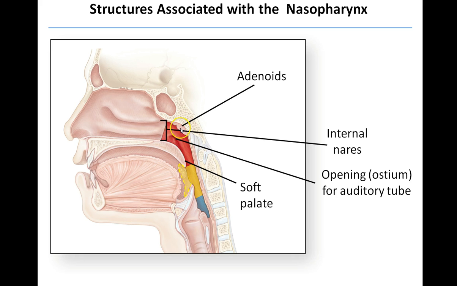Here we can see the nasopharynx posterior to the nasal cavity, the adenoids here, the pharyngeal tonsil up here, and we also have one of the openings to the middle ear. There'll be another one on the other side. This helps equalize the air pressure between the middle ear and the nasal cavity. The soft palate is indicated here, and this will move up and close the entrance to the nasal cavity when you swallow liquid or food.